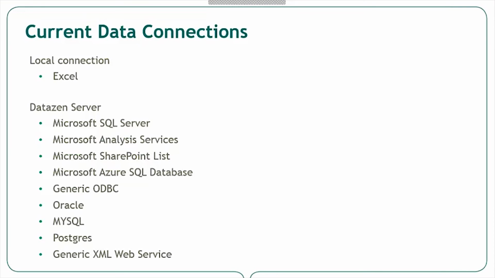So current data connections, and the thing about Datazen is it is current and future really, because things are starting to move quite quickly. Currently we were able to connect locally to Excel. On the Datazen server, we've got Microsoft's suite of databases. We've also got a generic ODBC, so from other database connections we've got Oracle, MySQL, Postgres, and generic XML web services. But that's the extent of the connections really. So if it's not on that list, you're really trying to use the generic ODBC or web services.